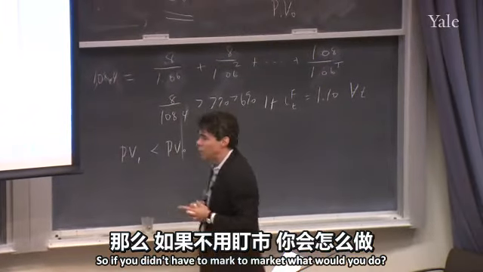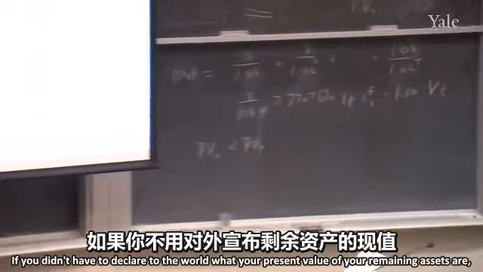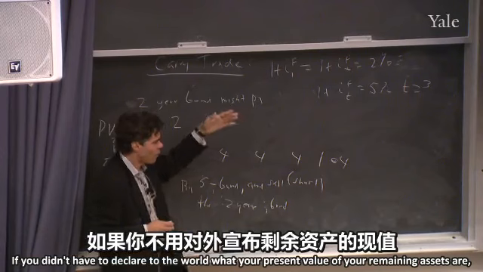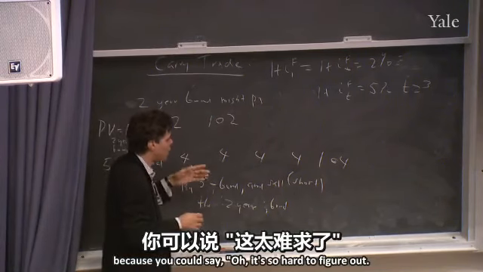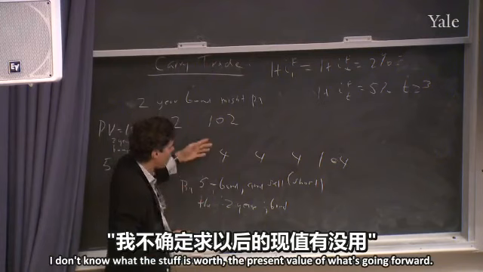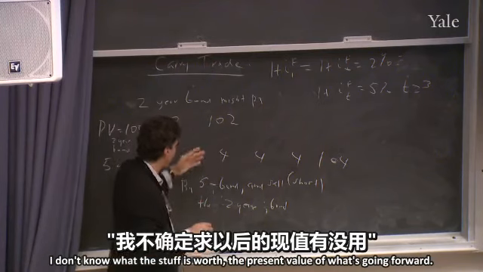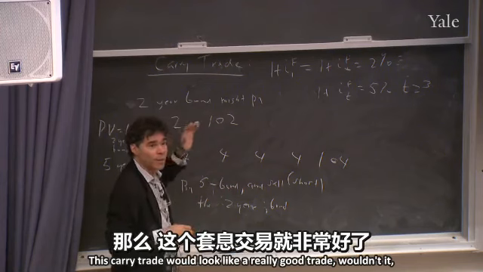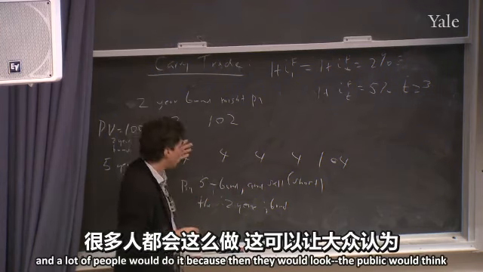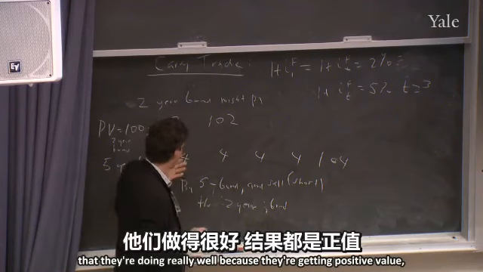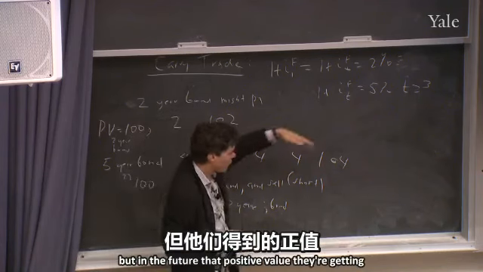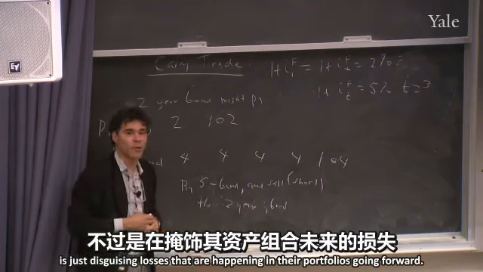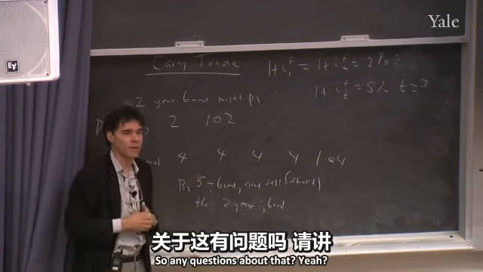So if you didn't have to mark to market, what would you do? If you didn't have to declare to the world what the present value of your remaining assets is, you could say, oh, it's so hard to figure out, I don't know what the stuff is worth going forward, I just know the cash that's coming in. This carry trade would look like a really good trade, wouldn't it? And a lot of people would do it, because the public would think they're doing really well because they're getting positive value. But in the future, that positive value is just disguising losses that are happening in their portfolios going forward. So any questions about that?